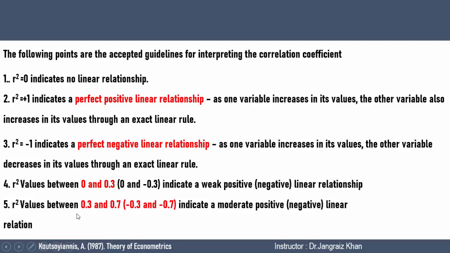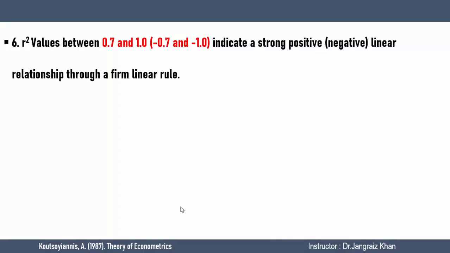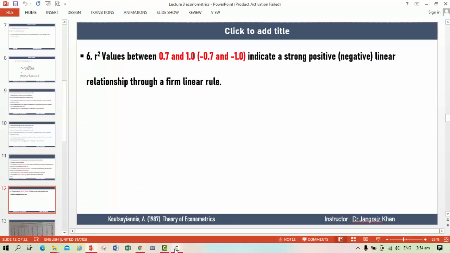Similarly, if the r square is between 0.3 and 0.7, it will be moderate positive correlation, and if it is between -0.3 and -0.7, it is a moderate negative linear relation. Similarly, if the r square lies between 0.7 and 1, it means strong positive linear correlation, or if it is between -0.7 and -1, it is strong negative linear correlation.